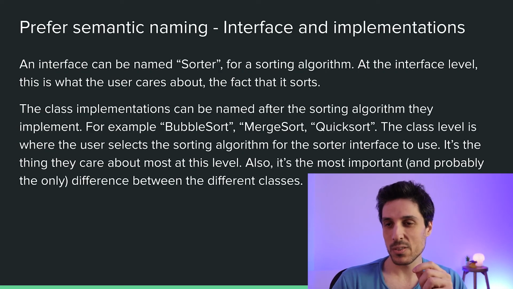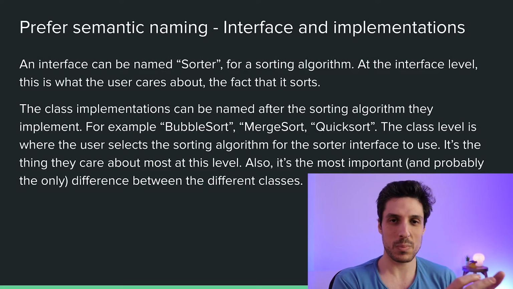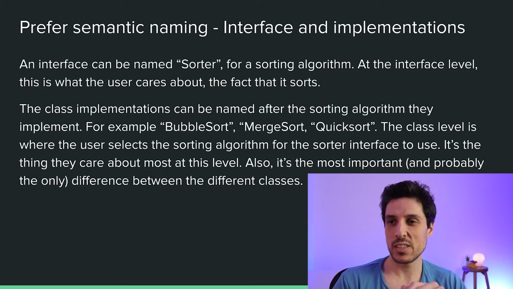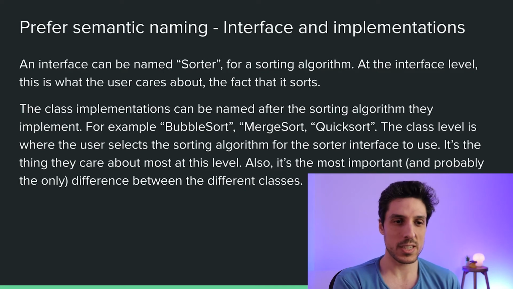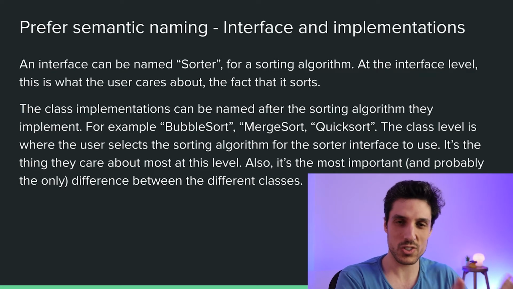As another example, you have interfaces and their class implementations, right? For example, you might have an interface named Sorter for a sorting algorithm. At the interface level, that makes sense, because a user using that interface would want to know that this is a sorter. It sorts stuff.